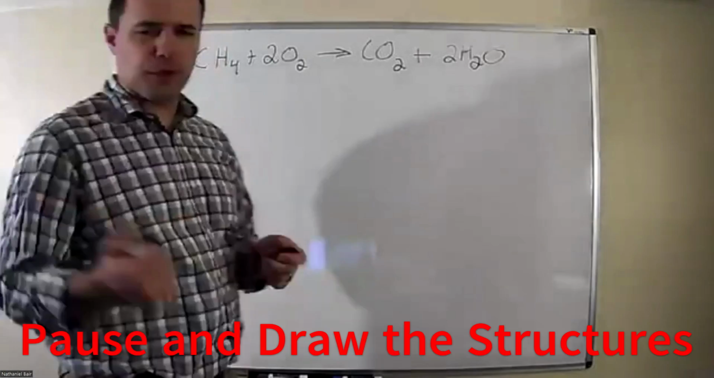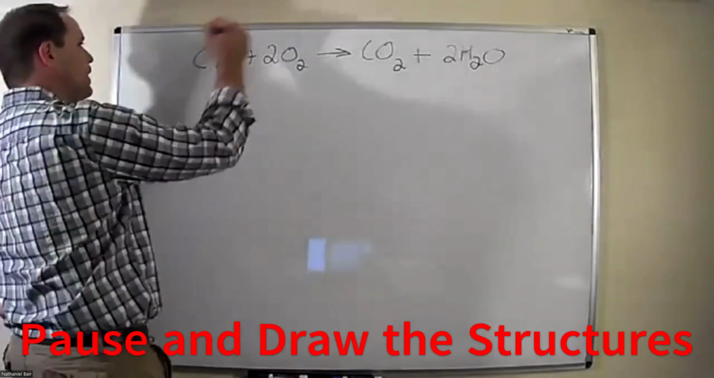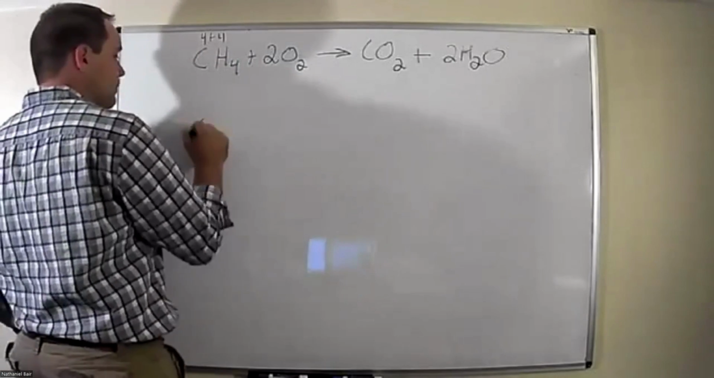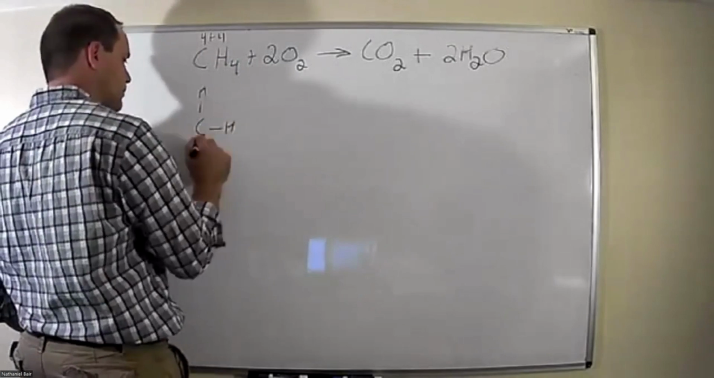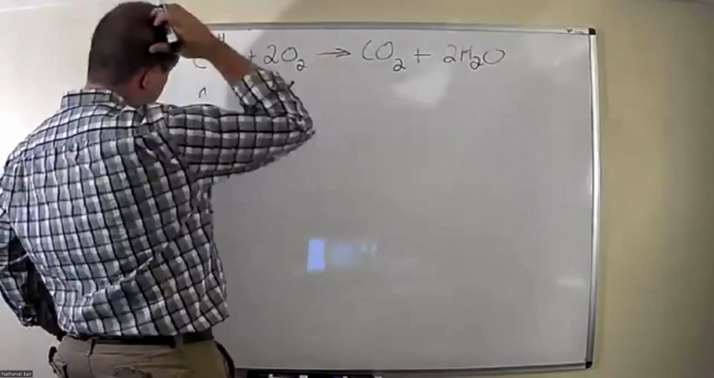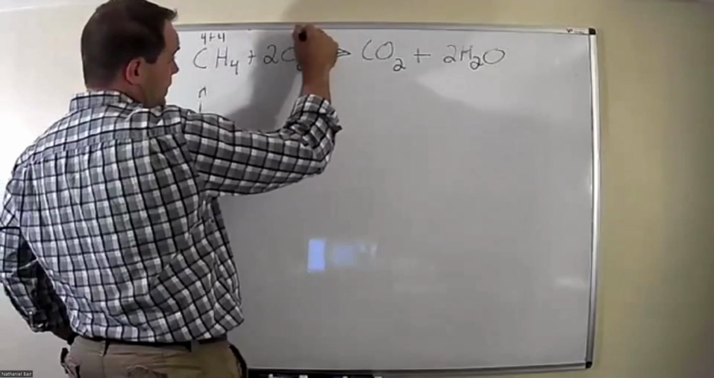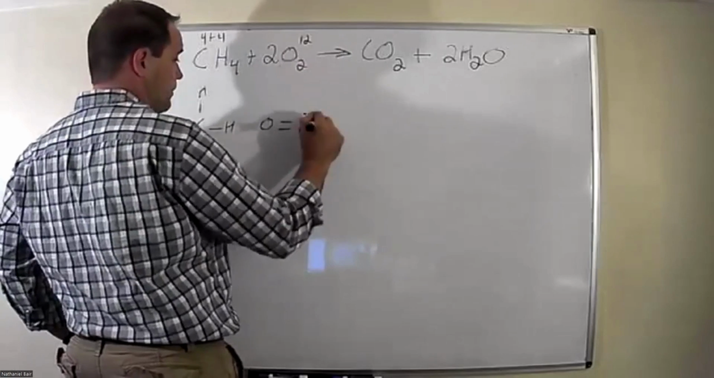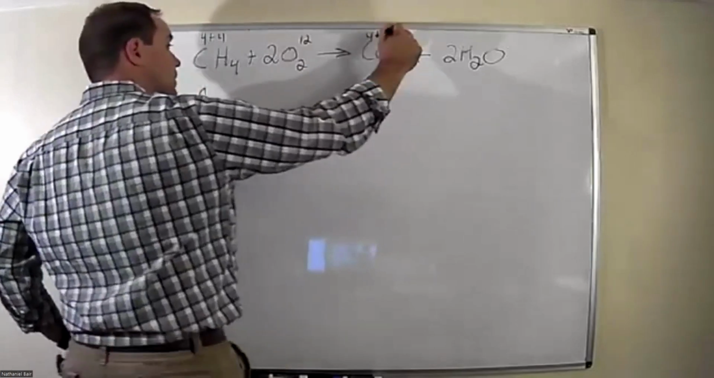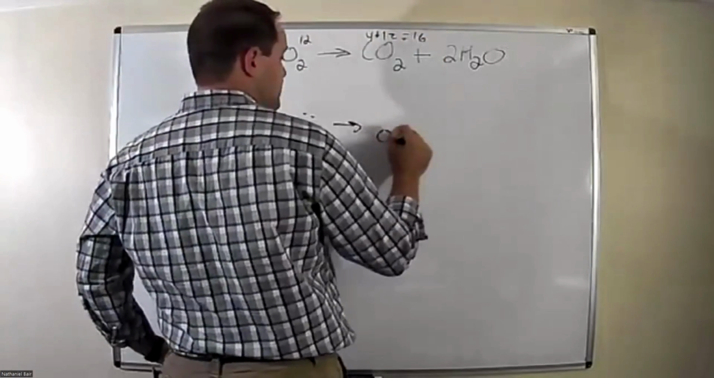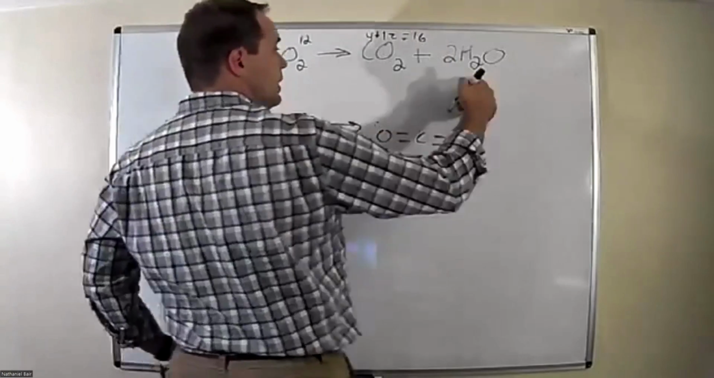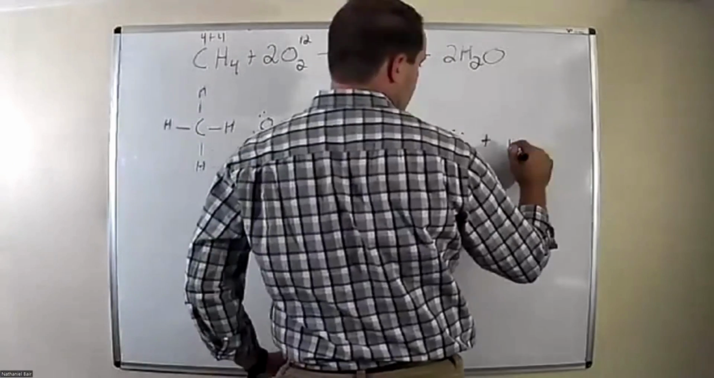All right. Let's check those Lewis structures. So we got CH4. That's 4 plus 4, so that's 8. Then we got two O2s. So forget the 2 for a second. That's 12. Then we got 4 plus 12, that's 16. You guys have hopefully drawn carbon dioxide so many times. And then 2 H2Os.